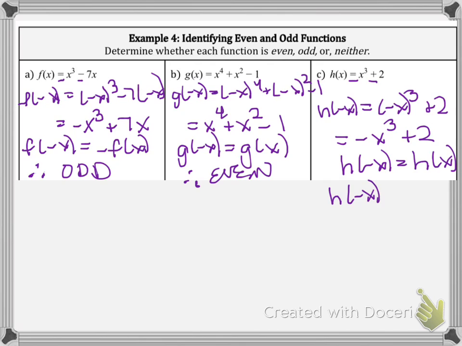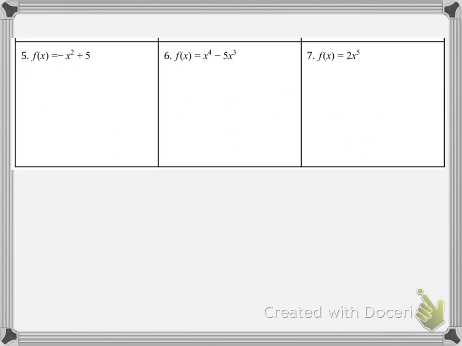Does h of negative x equal negative h of x in this case? So did all the signs change? No, again, because originally it was positive, positive. If it was true, then it should be negative, negative, which it is not. So if you get neither one, then that means, therefore, this is neither even nor odd. Okay, neither even nor odd.